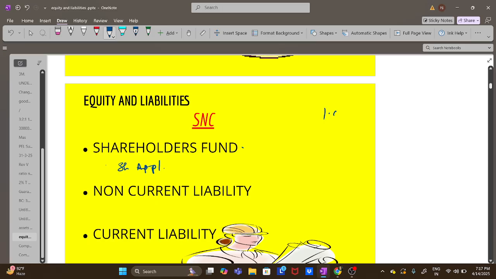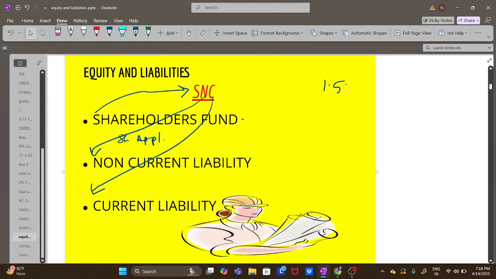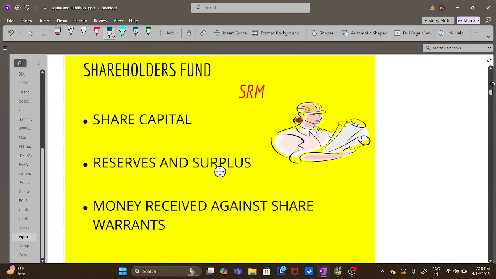It's given on page 1.5 of Grewal book. You can have a look at the format there. So three main things to be tested under this are shareholders fund S, N is non-current liabilities, and C is current liabilities. First thing to be learned. Then under shareholders fund comes three things. One is share capital, S, R is reserves and surplus, M is money received against share warrant. This is not supposed to be tested. You just need to know where it comes.